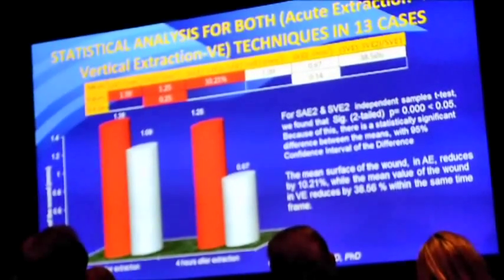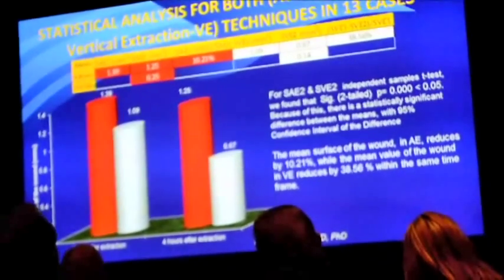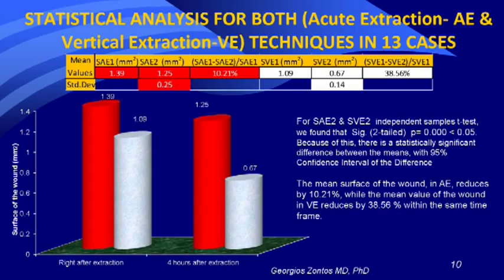All the data in 13 cases is shown in the diagram. The results are statistically significant as confirmed by using the t-test. The red columns represent the mean value of the wound surface immediately and 4 hours after acute extraction, while the gray ones correspond to the mean values in vertical extraction. In acute extraction, the mean wound surface decreases by a little over 10%, while in vertical extraction, the corresponding value decreases by almost 40%.